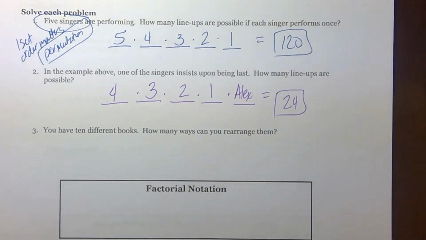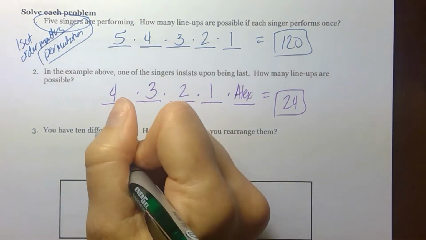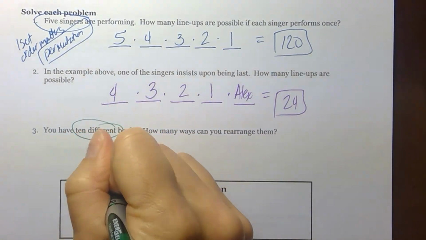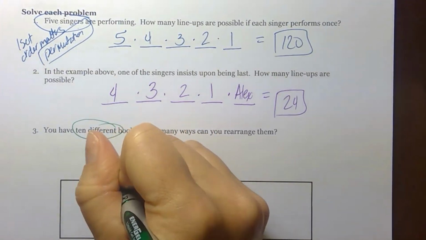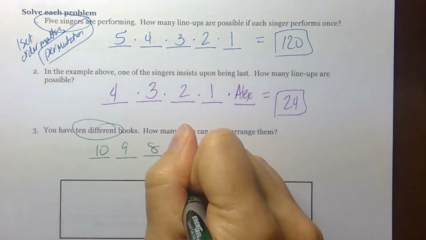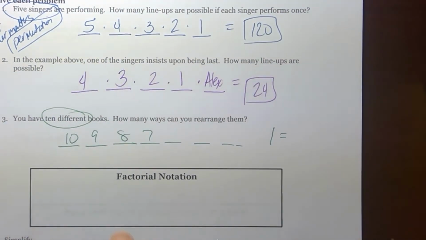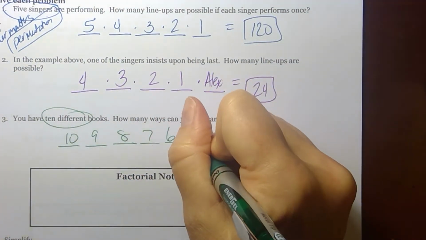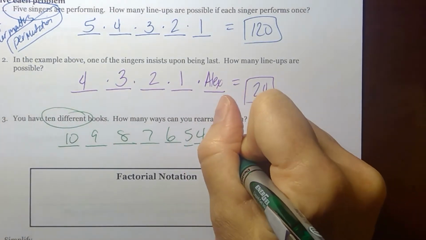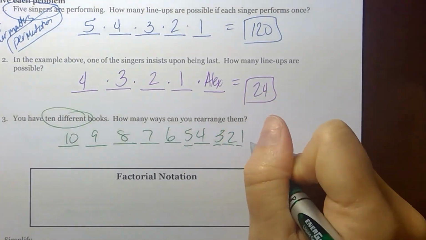All right, number 3, you have 10 different books. How many ways can you arrange them? Well, hopefully you've kind of got the gist of it. We're arranging all 10 books. I've got one set, so it's an ordered arrangement. I'm going to start with 10 and I'm going to work my way down all the way until I get to 1, right? So 10 times 9 times 8 times 7 times 6 times 5 times 4 times 3 times 2 times 1.